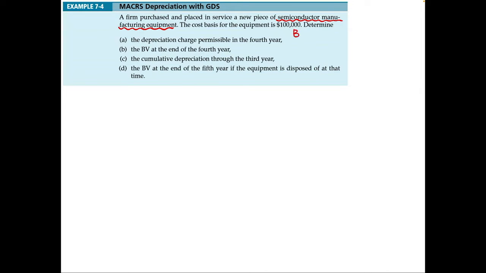That is the B. Okay, so determine A, the depreciation charge permissible in the fourth year, which is the D4. The BV at the end of the fourth year, so BV4. The cumulative depreciation through the third year, D3 star. The BV at the end of the fifth year, if the equipment is disposed of at that time, BV5. And look at this. The equipment is disposed of at that time, which means for the fifth year, your depreciation can be only the half-year depreciation, okay?